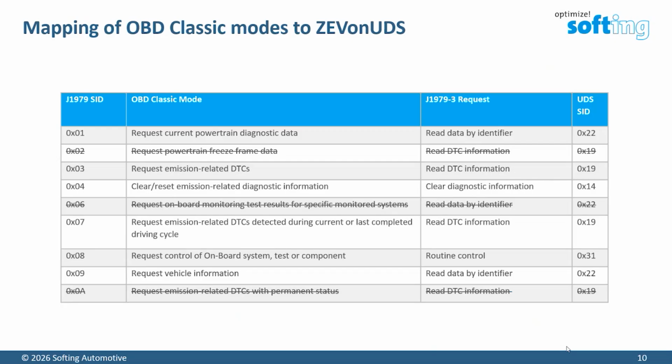It's almost the same, but the following modes are not mapped. That's mode 2, request powertrain freeze frame data. So there will be no freeze frame data. Mode 6 is not mapped, request onboard monitoring test results. And mode A, the last one, request emission-related DTCs with permanent status. They are not forbidden, they are just left out in the mandatory service list, which means OEMs can use freeze frame data or permanent DTCs, but the new standard CEV on UDS does not mention them.